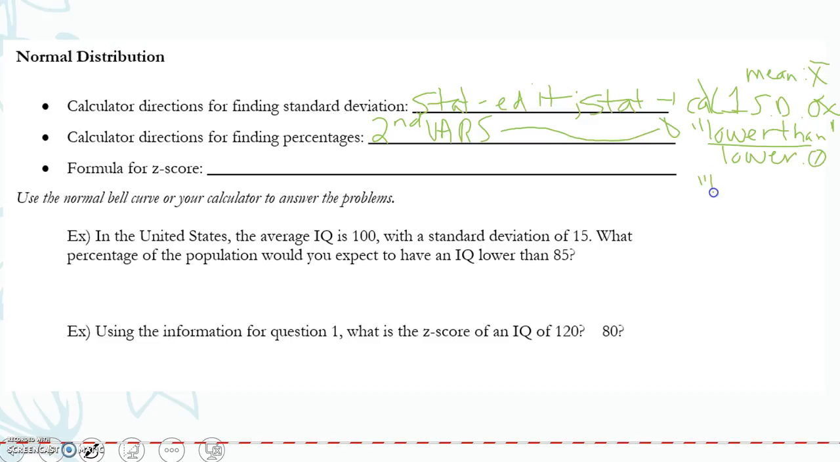It may say higher than or above or something like that, and again, only give you one number. If that's the case, your upper will be the biggest number on the bell curve. So you will have to make a bell curve and figure out what the biggest number on it is.